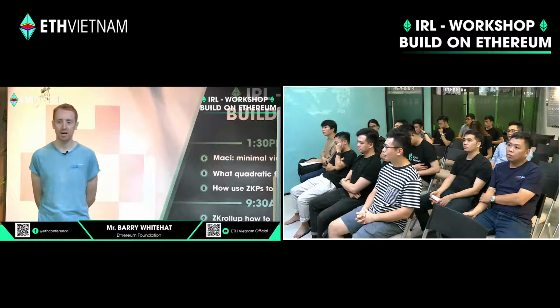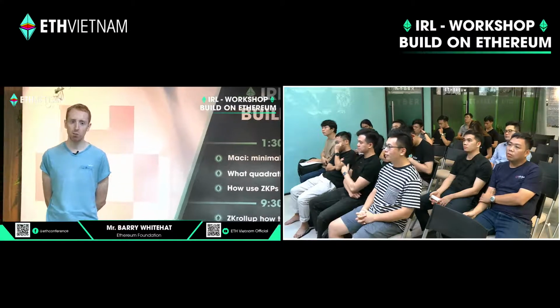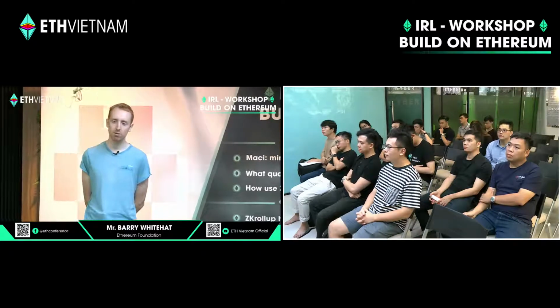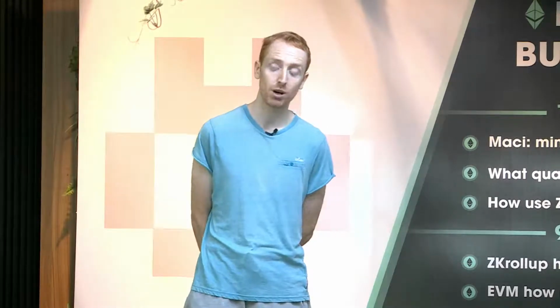Building an application-specific ZK rollup can be hard to bootstrap, and I've seen that with some of the application-specific ZK rollups. The Optimism and Arbitrum didn't have that problem so much. There's other things that we can do to mitigate as well.